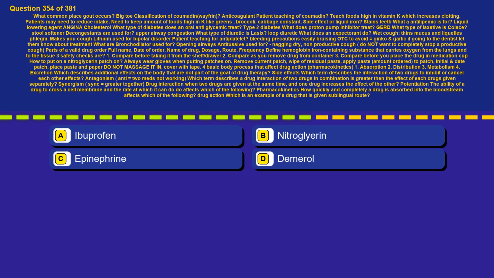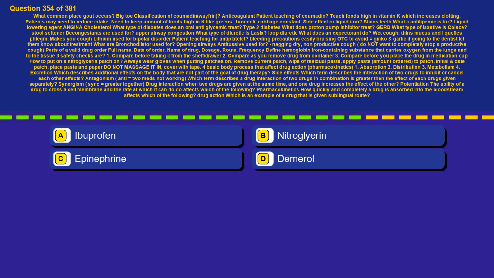Four basic body processes that affect drug action, pharmacokinetics: 1. Absorption. 2. Distribution. 3. Metabolism. 4. Excretion. Which term describes additional effects on the body that are not part of the goal of drug therapy? Side effects.